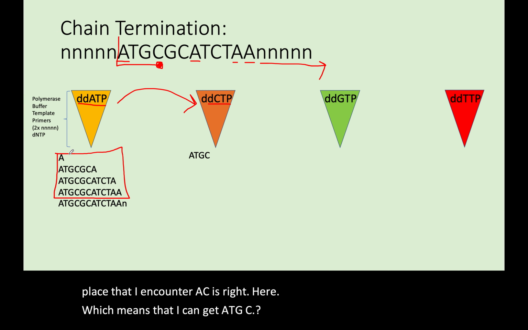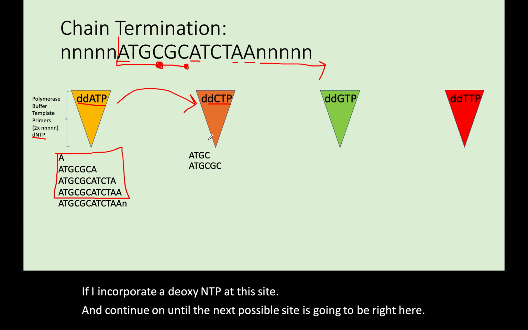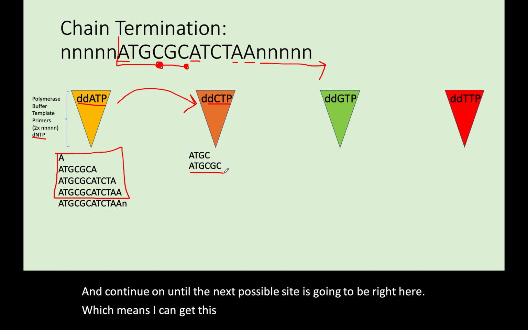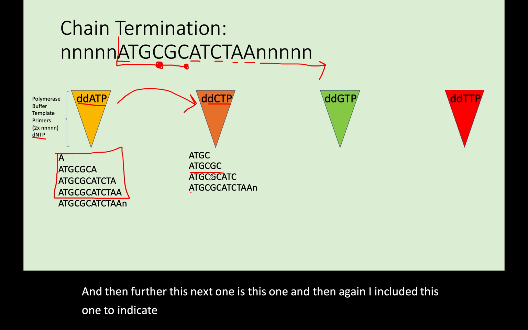If I incorporate a dideoxy NTP at this site and continue on until the next possible site, which is going to be right here, then I can get this strand. And then further, this next one is this one. And then again, I included this one to indicate that there are 3 possible chain termination sites with ddCTPs.